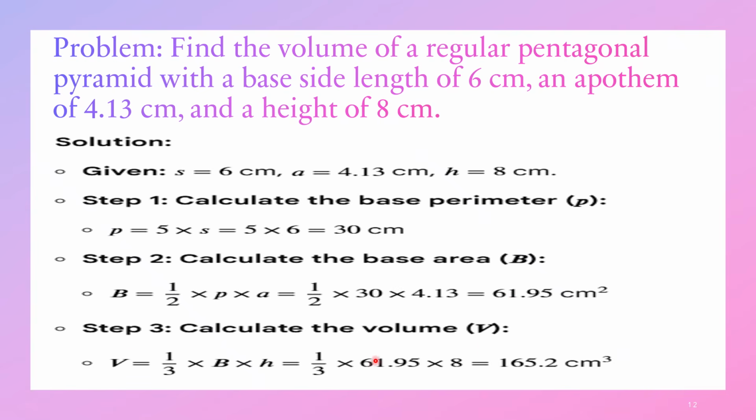Then step three, calculate the volume. For the volume, we have 1/3 times base times height. That is 1/3 times 61.95 times 8, which equals 165.2. Okay, now, how do we get this one? 61.95 times 8 divided by 3. That's why we get this answer. So remember, you multiply, then times 1/3.